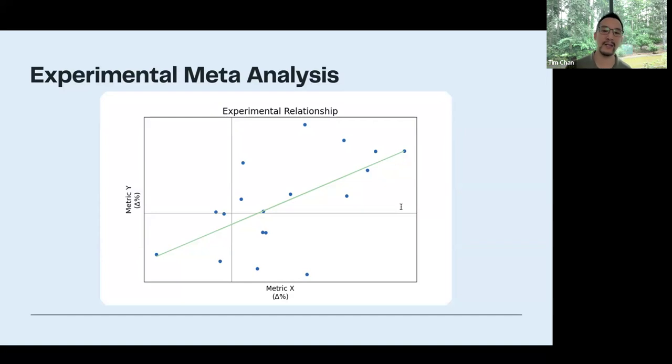This also helps you estimate what movements have been historically possible. Is an estimated 5% lift on revenue a reasonable estimate? Well, we can look at historical data and see what the batting average has been.